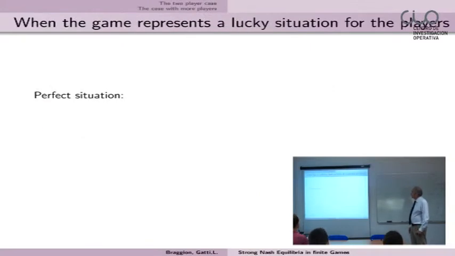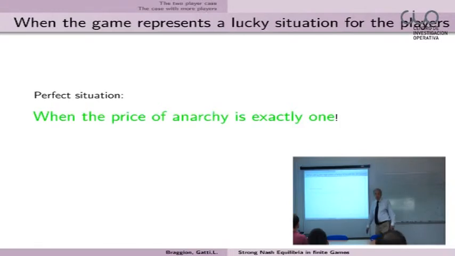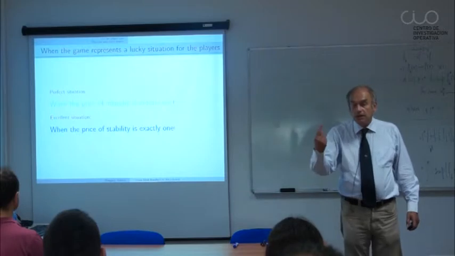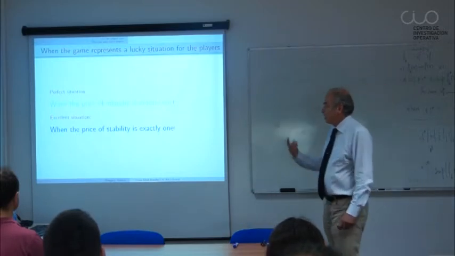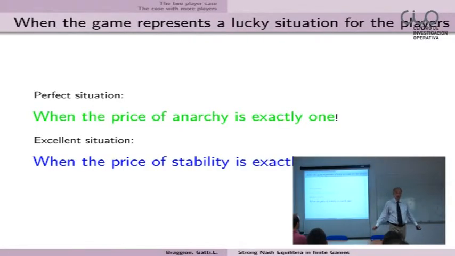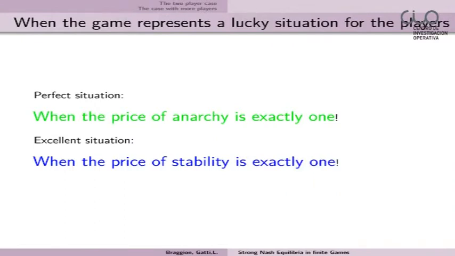Okay, so the perfect situation is when the price of anarchy is exactly one, but this happens very rarely. An excellent situation is when the price of stability is exactly one, because this means that for at least one Nash equilibrium is efficient. Okay, maybe not all, but one is efficient, also from the point of view of the society.